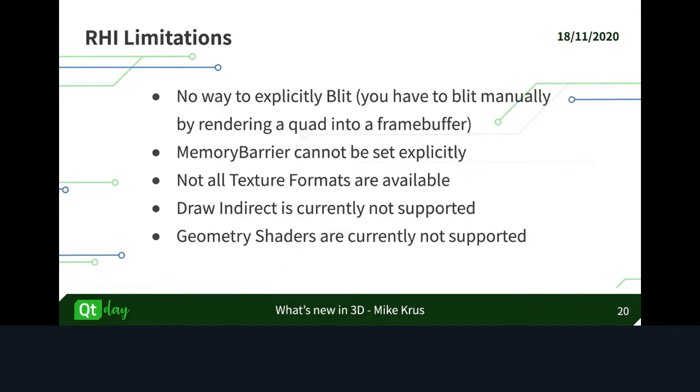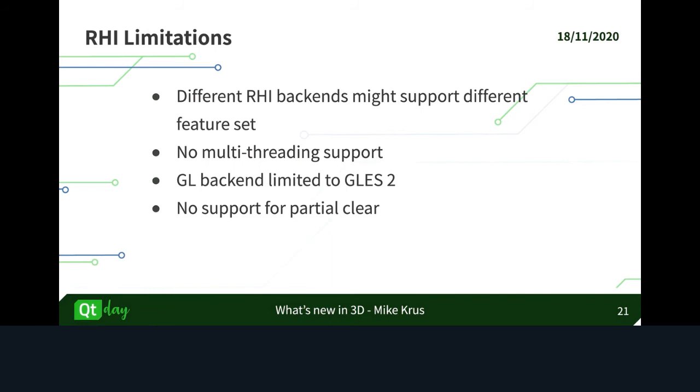So RHI has some limitations in terms of features. As I said earlier on, it was targeted to QtQuick rendering, so it's basically designed to support that. So not all texture formats are available. Things like memory barriers are tricky to handle. It doesn't have geometry shader support or things like that. It also has some design restrictions, in particular when it comes to things like multi-threading.